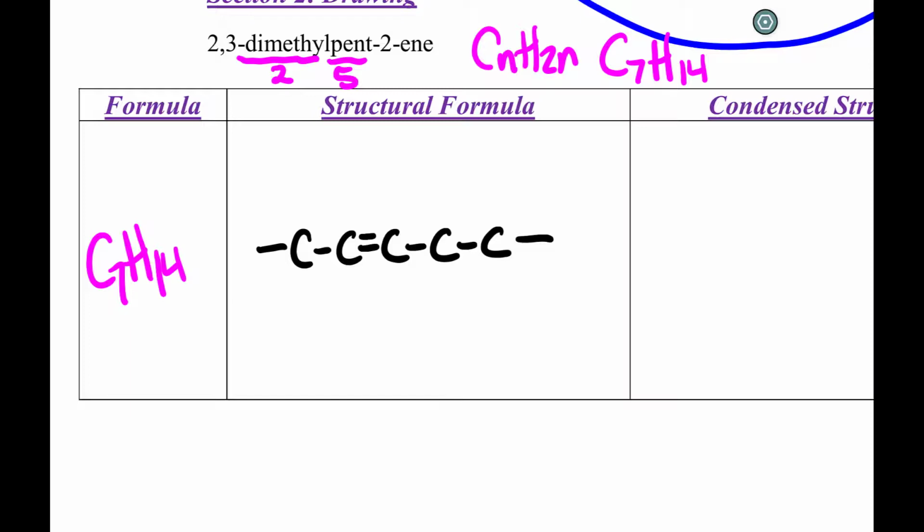And then it says I have a methyl group on 2. So this is my second carbon. I'm going to put a methyl group here. And it says I have a methyl group on the third carbon down here. Okay, then what I would do is I'd mark off one of these.